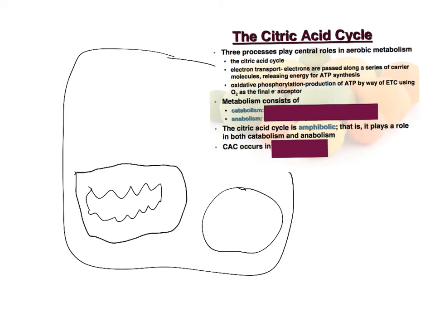Okay. Where does glycolysis occur? Glycolysis? Cytoplasm. Okay. What about gluconeogenesis? Where does it occur? Part of it does. Part of it occurs, and that's why it's kind of a trick question.